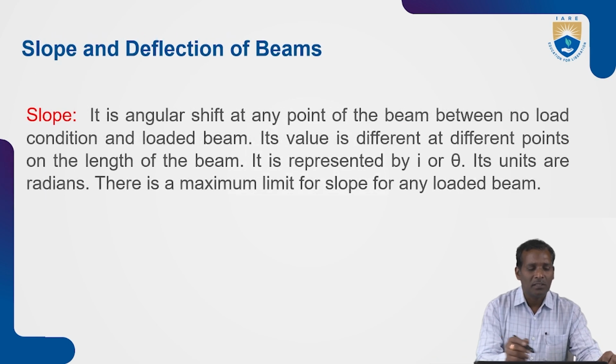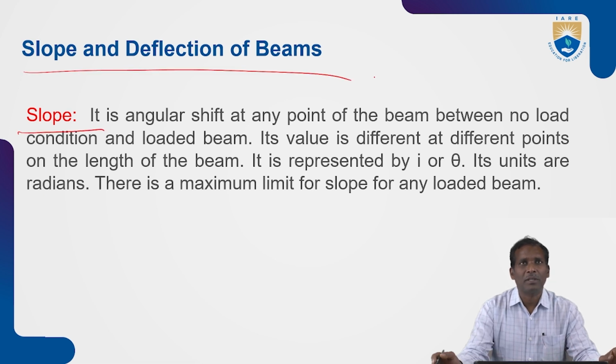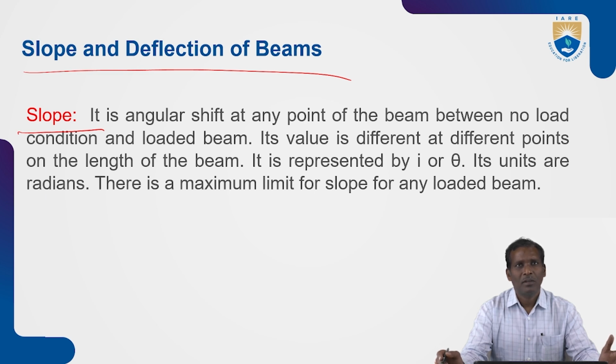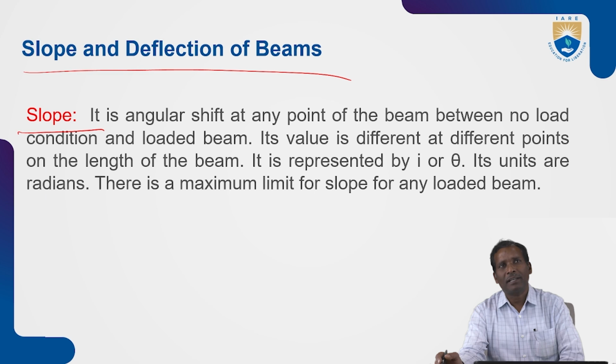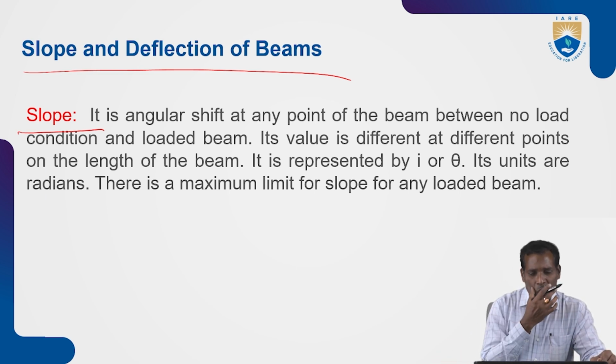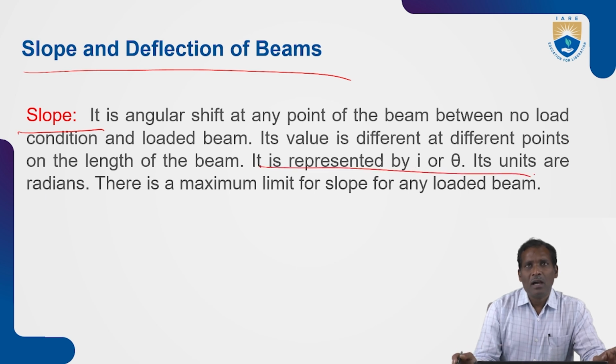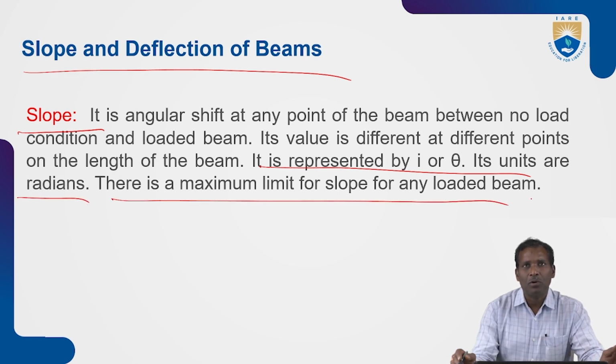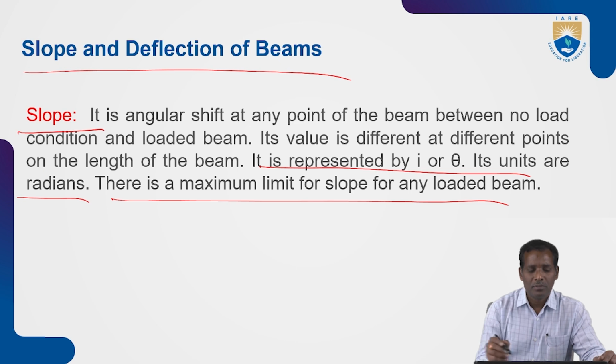First of all, we will see an introduction to slope and deflection of beams. What do you mean by slope? It is the angular shift at any point of the beam between the no load condition and the loaded beam. Its value is different at different points on the length of the beam. It is represented by i or theta. Its units are radians. There is a maximum limit for slope for any loaded beam.